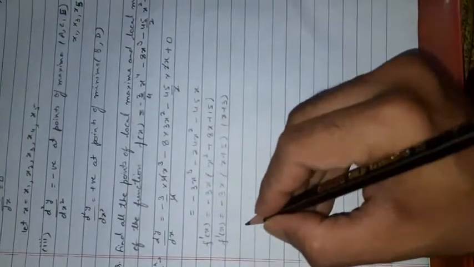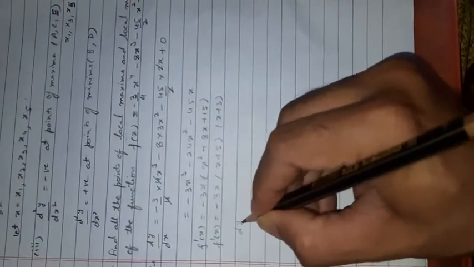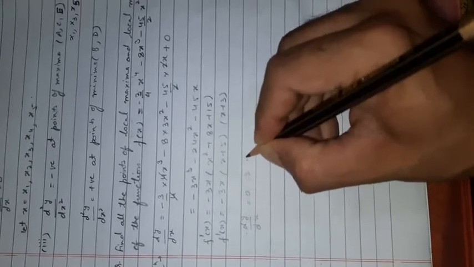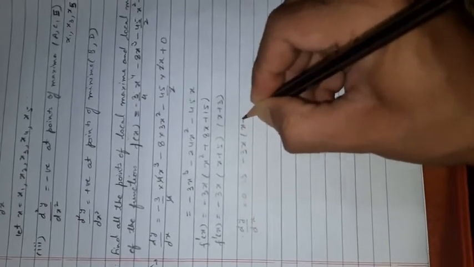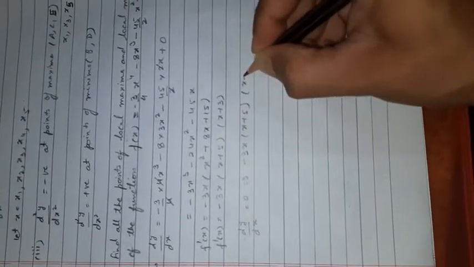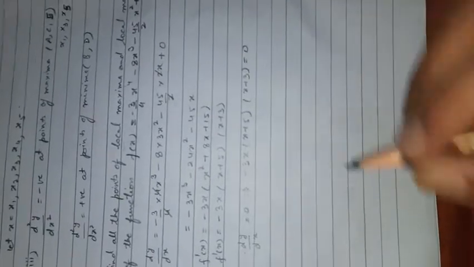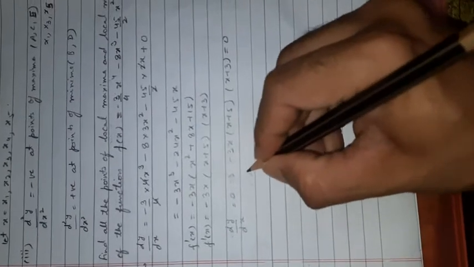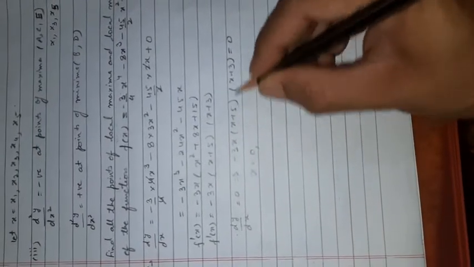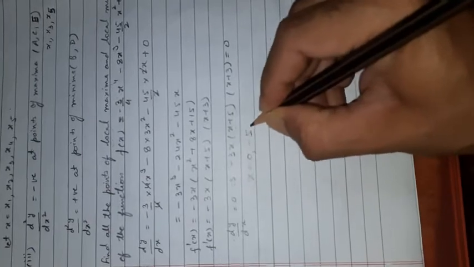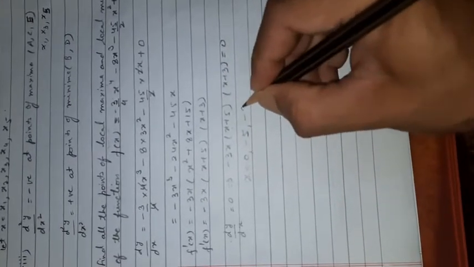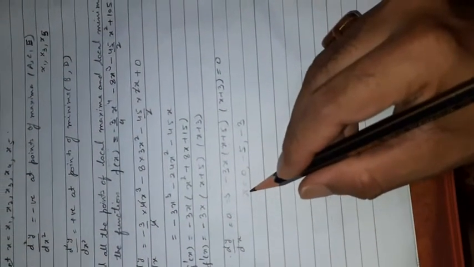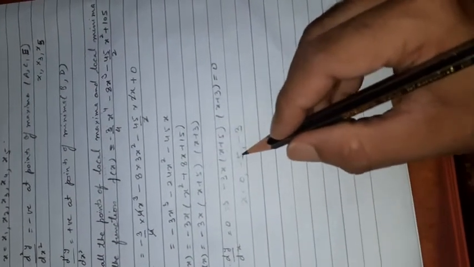Now the second step: dy by dx is equal to 0. So it means minus 3x into x plus 5 into x plus 3 is equal to 0. That means minus 3x is equal to 0, so x is equal to 0. x plus 5 is equal to 0, it means x is equal to minus 5. x plus 3 is equal to 0, that means x is equal to minus 3. So there are three values of x: x is equal to 0, -3, -5.